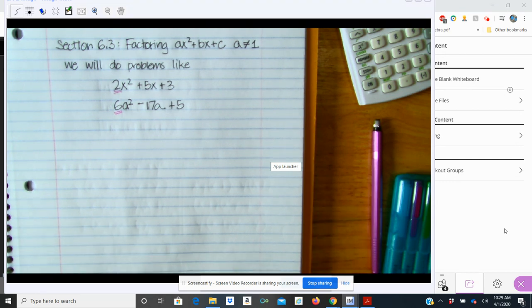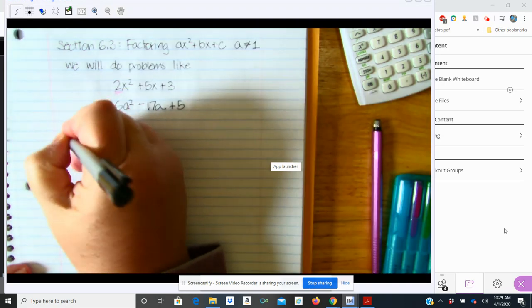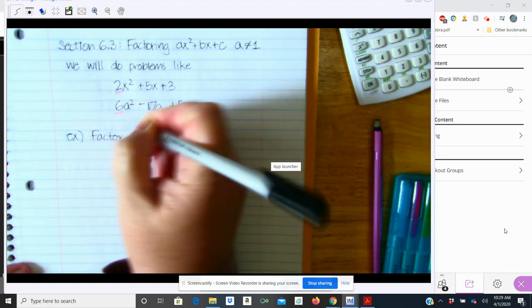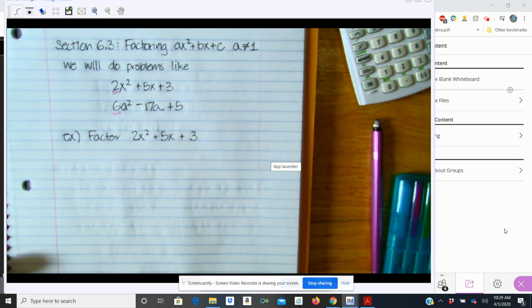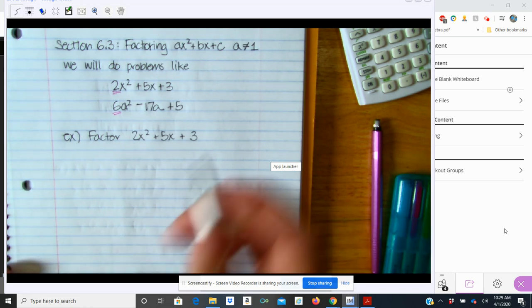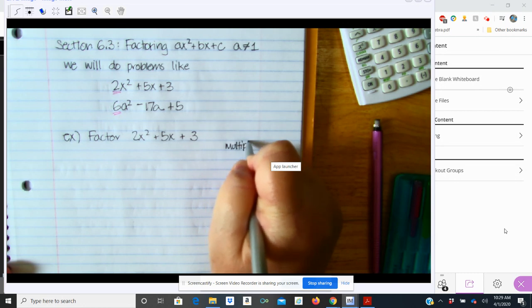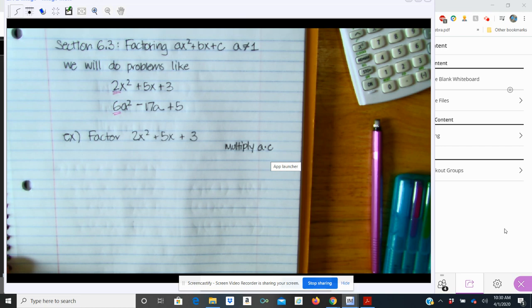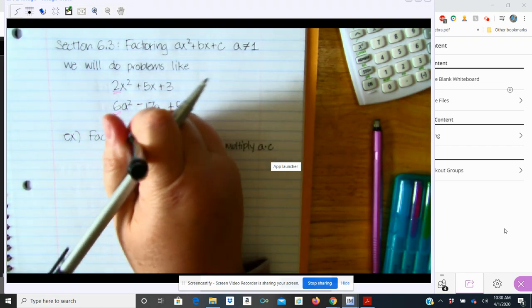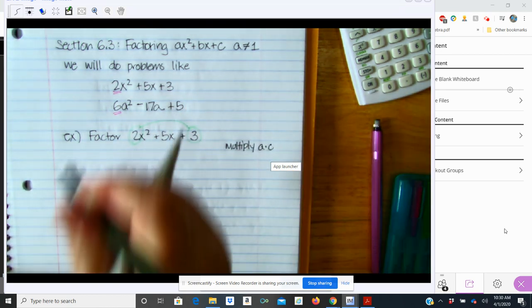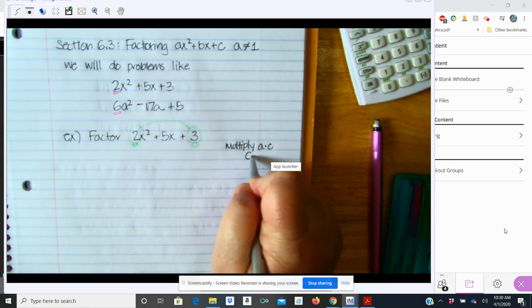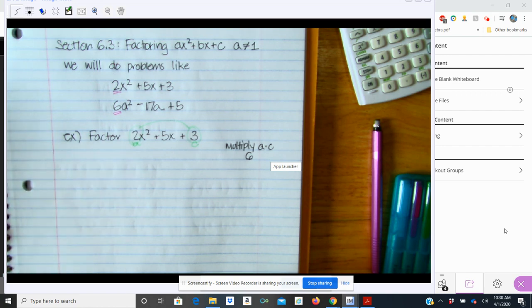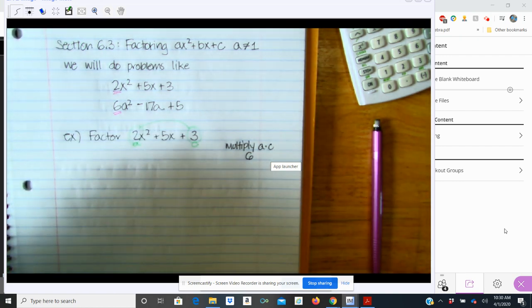Okay, so here we go. To factor 2x squared plus 5x plus 3, we're going to multiply A times C. Since 2 is our A and 3 is our C, we're going to multiply A times C. 2 times 3 is 6. Now, this is what we're going to deconstruct.